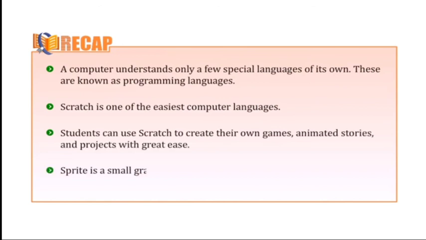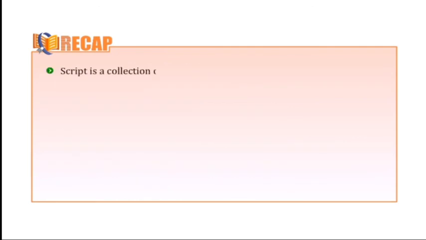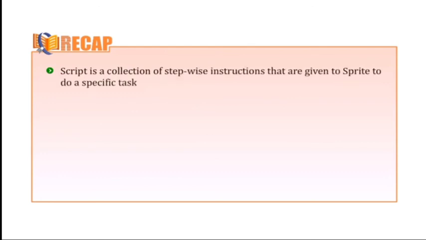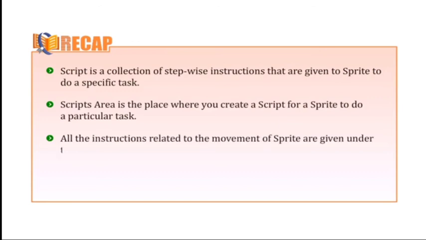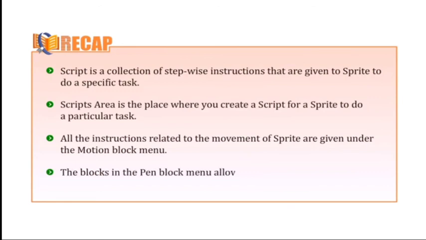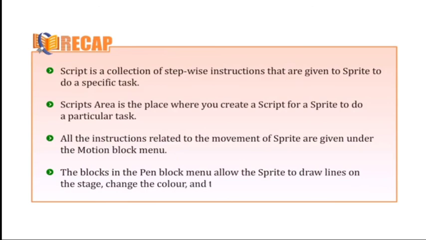Sprite is a small graphic character that performs actions in a Scratch project. Script is a collection of stepwise instructions that are given to Sprite to do a specific task. Script area is the place where you can create a script to do a particular task. All the instructions related to the movement of Sprite are given under the Motion Block menu. The blocks in the Pen Block menu allow the sprite to draw lines on the stage, change the color and thickness of lines.